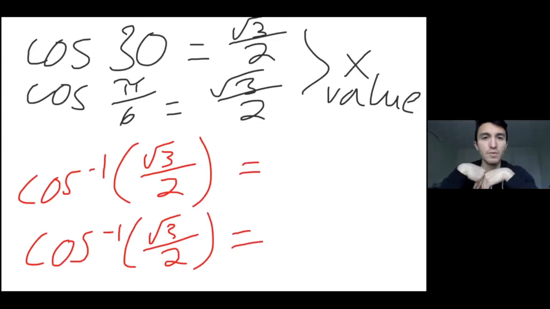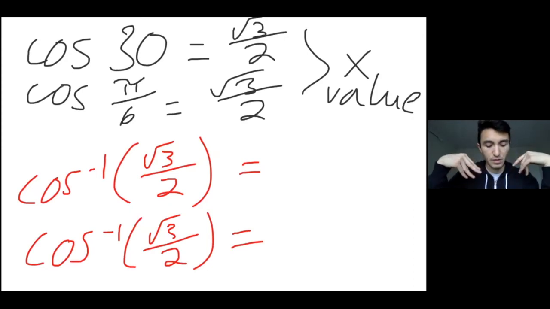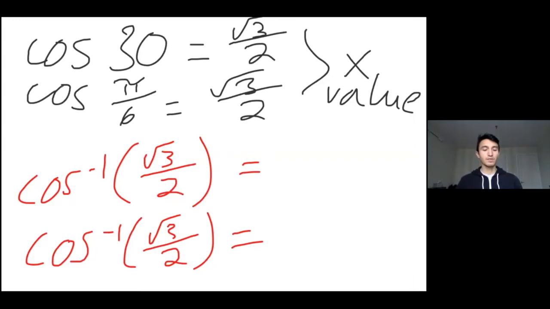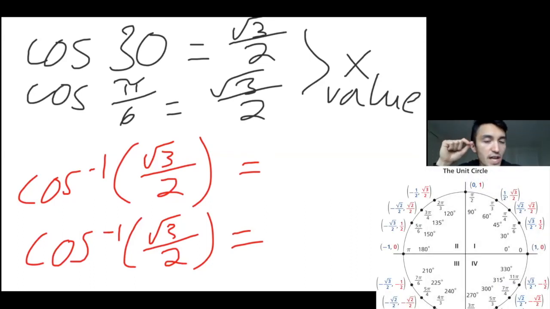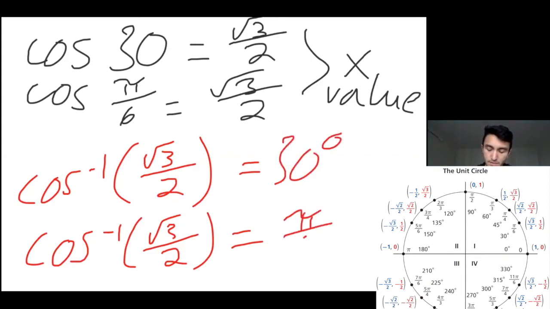But if you didn't know, you look on the unit circle, you say, okay, I'm doing inverse cosine of square root of 3 over 2. So I go to the unit circle, I look which angle has a square root 3 over 2 as an x value. And the first one you see is 30 or pi over 6. 30 degrees, pi over 6.